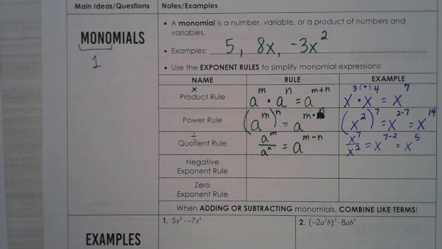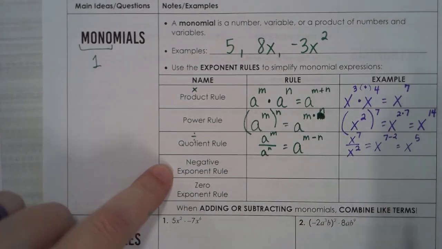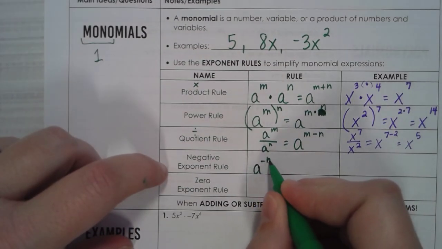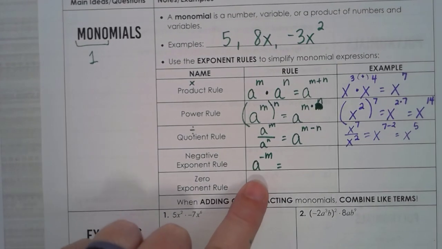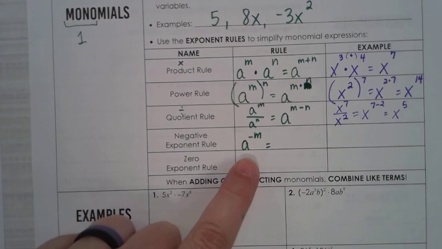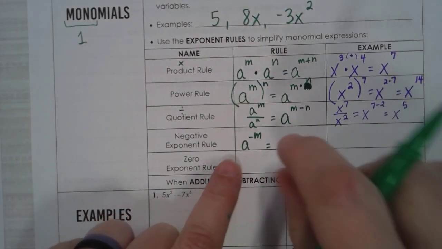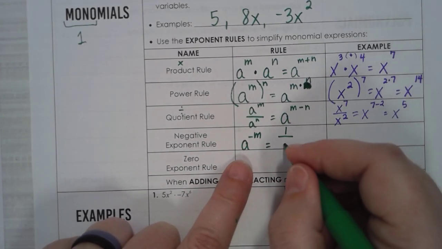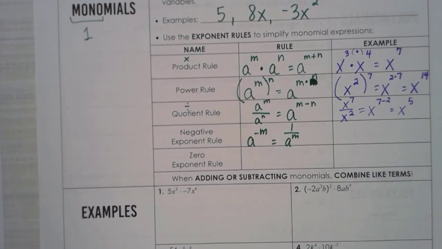Okay. All right, negative exponent rule. Somebody along the line decided that we're never going to have negative exponents in our answers. So if you come to a final answer and you have something to the negative power, all you're going to do is take the reciprocal of it. You're going to put it under 1, and then you're going to drop off the negative.